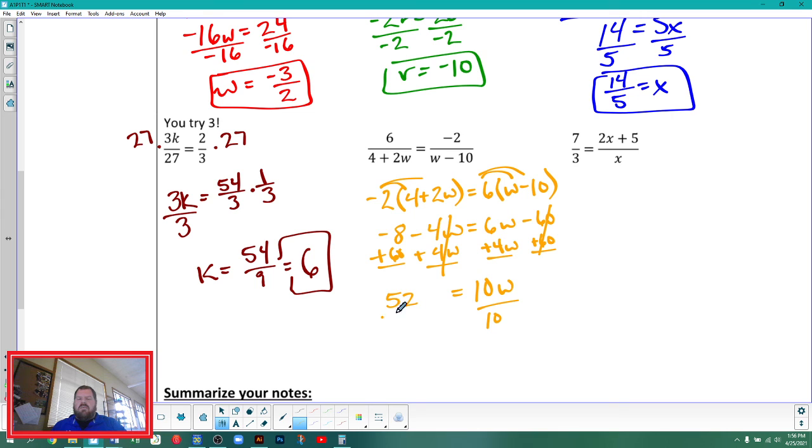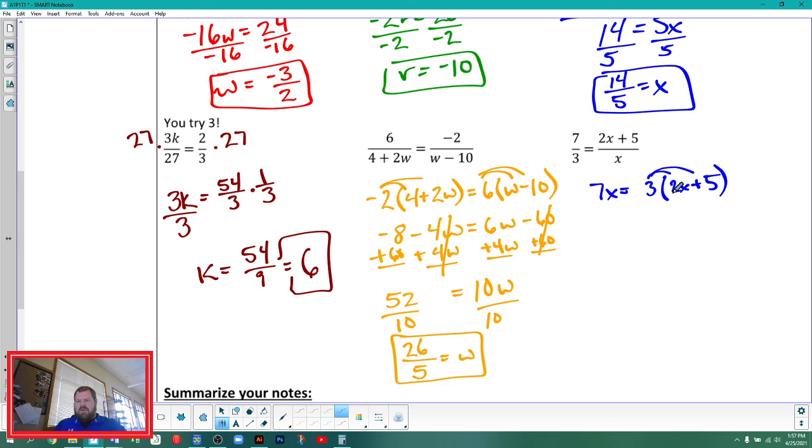Divide by 10. They're both multiples of 2. That's going to be 26 over 5. Okay, and last but not least, same type of problem. We want to cross multiply. Kind of writing this on the wrong side, but that's okay. Can always flip things over the equal sign.